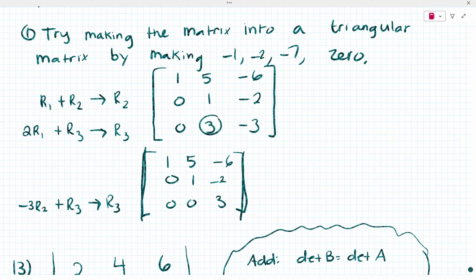So the question says find the determinant using row operations. So our determinant is basically the product of these numbers, or multiplying these numbers. So it's 1 times 1 times 3, which is 3.